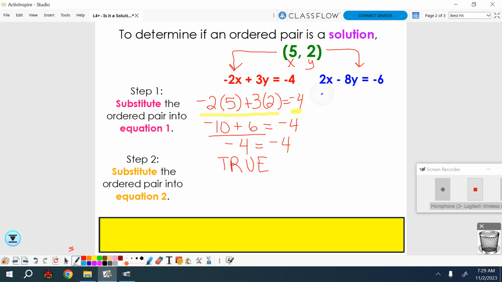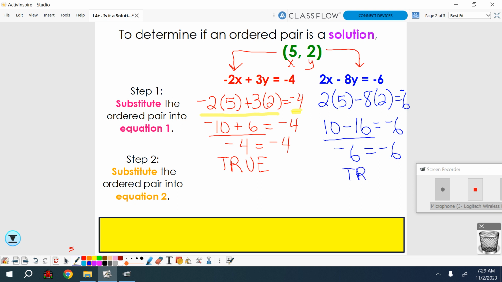In order to be a solution to my whole system, I have to plug it into both equations and make sure it's true. Okay, so I put in my x value of 5, my y value of 2. 2 times 5 is 10. 8 times 2, oops, this should be a -6 right here. 8 times 2 is -16. So what I have is 10 minus 16 gives me -6. That does equal -6. So this equation is also true.